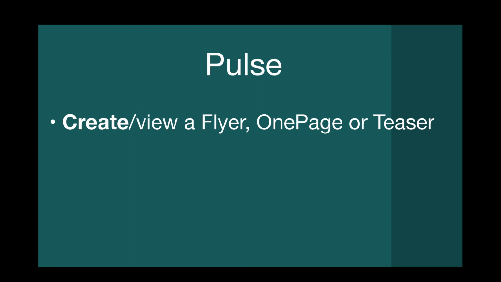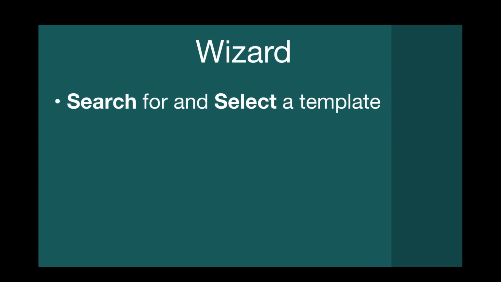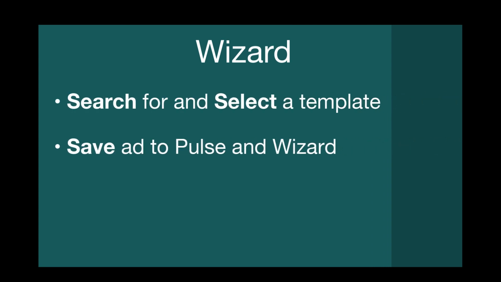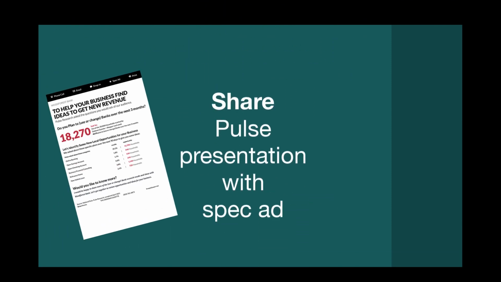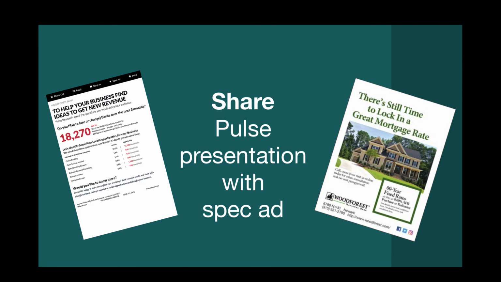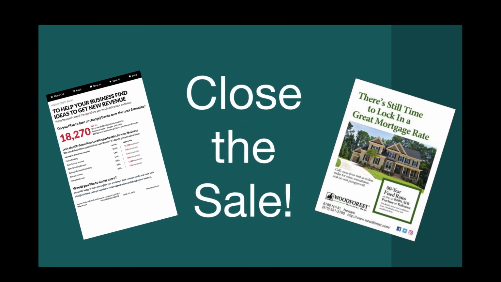So just to recap, you'll create or view a flyer, one-page, or teaser in Pulse, and click Create a Spec Ad. In the wizard, you'll search for a template and select it and save it to Pulse, and then share the flyer, one-page, or teaser, and the spec ad presentation with your client and close the sale. Show your business what's in it for them with the Pulse shopping data, and then close the sale with a spec ad in Metro's Ad Wizard.